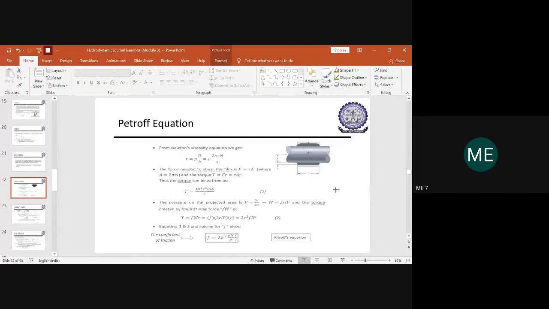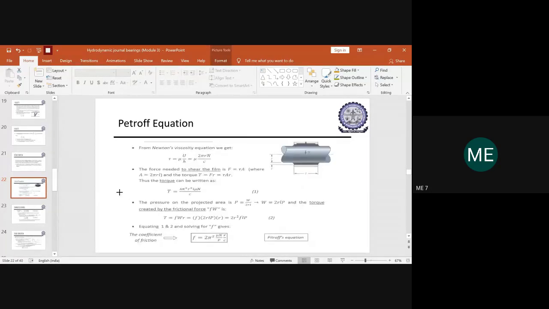Right? So now we have to start up related to the Newton's viscosity equation. I derived the Newton's viscosity equation for you because you should know how that equation has come up. Then only we can go on with the Petroff equation. Here, since we are assuming a Newtonian fluid, we are assuming that the velocity gradient is constant, and we are using capital U as a constant velocity.